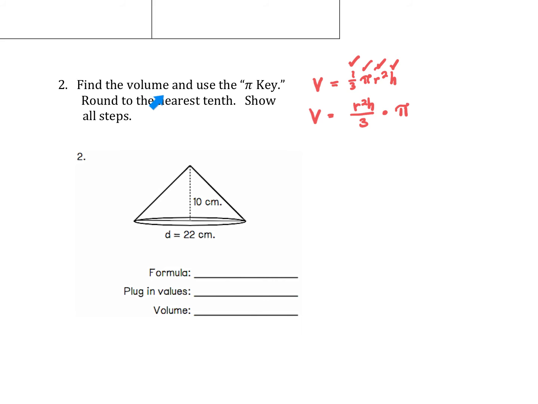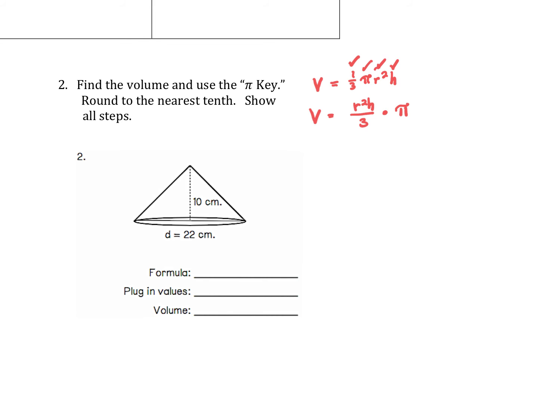So we're supposed to find the volume of this cone, and it asks us to use the pi key, round to the nearest tenth, and to show all steps. So we've already started out with the formula. We're going to use that, and you can write it here if you want. I'm just going to choose to write it where I have more room.